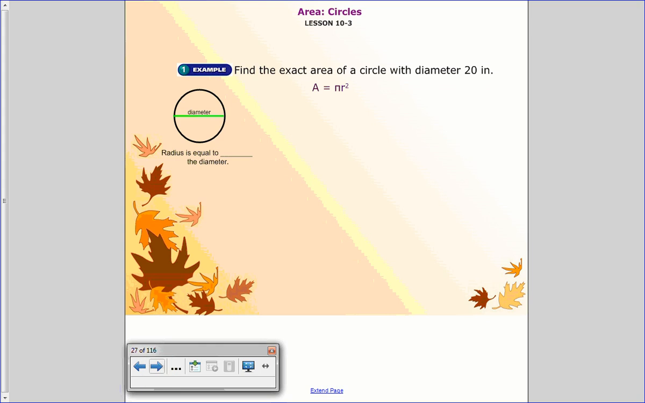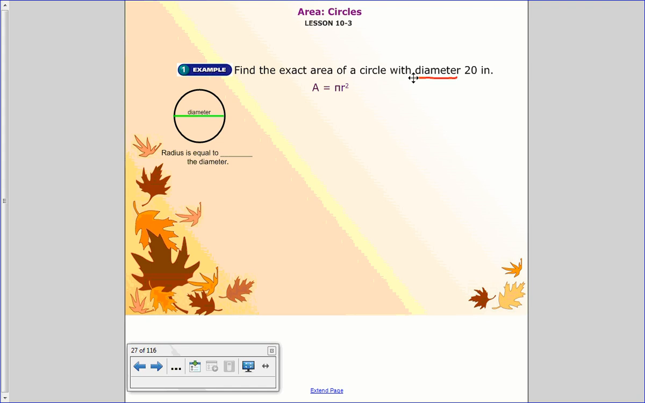Now here we have this one. Find the exact area of a circle with a diameter of 20 inches. I'm going to leave this one to you, but I'm going to throw out a hint. It talks about diameter. Think of what it means when they say diameter compared to radius. I want you to try to do it, and when you're all done, come back and check your answer. So pause me now.